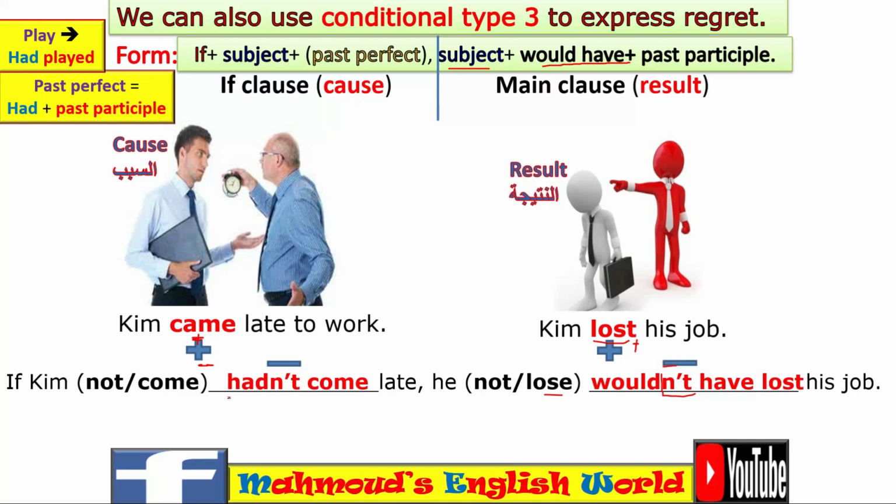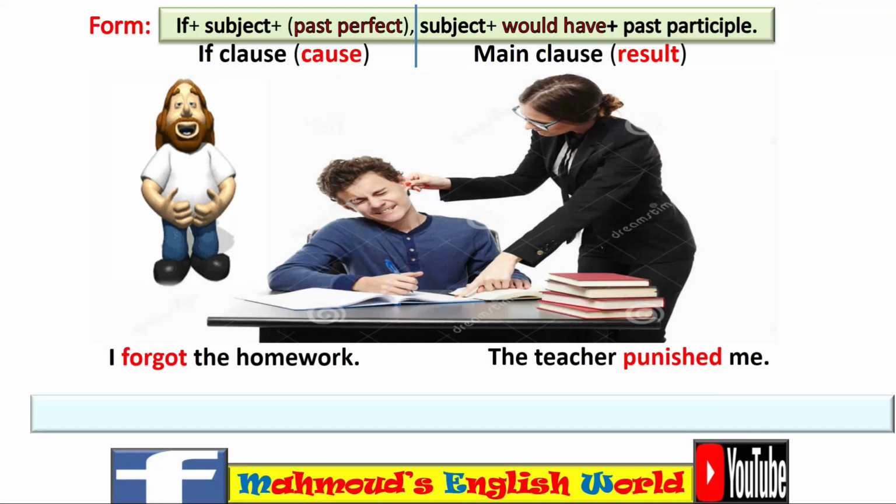Okay, I show you another example, but now about a teacher and a student. This is the student speaking. I forgot the homework. The teacher punished me. So we said the first thing, you should know the cause and the effect. Where is the cause here? Excellent. It's I forgot the homework. And the teacher punished me is the effect.